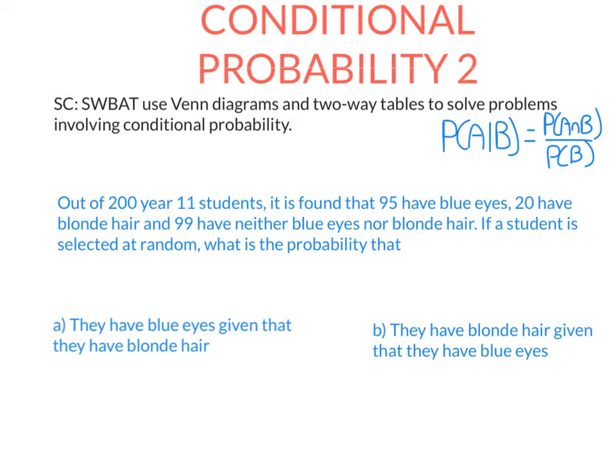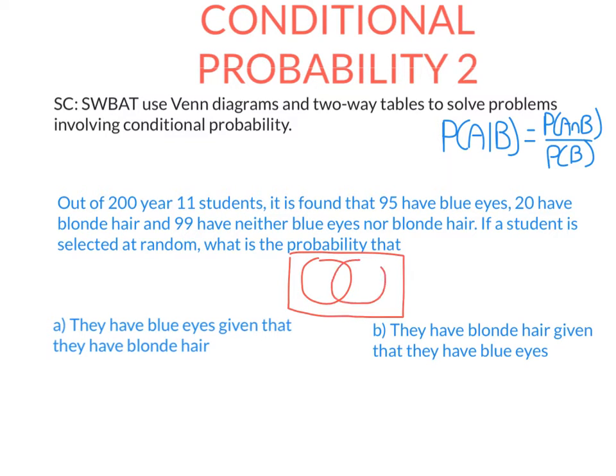200 year 11 students, 95 of them have blue eyes, 20 have blonde hair, and 99 have neither. If a student is selected at random, we're going to find the probability they have blue eyes given that they have blonde hair, and blonde hair given that they have blue eyes. This question involves two sets, people with blue eyes and people with blonde hair. So a two-way table or Venn diagram would be appropriate. I'm going to use a Venn diagram for this, but a two-way table would be just as effective.